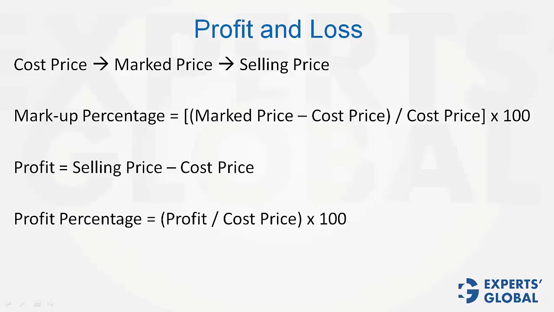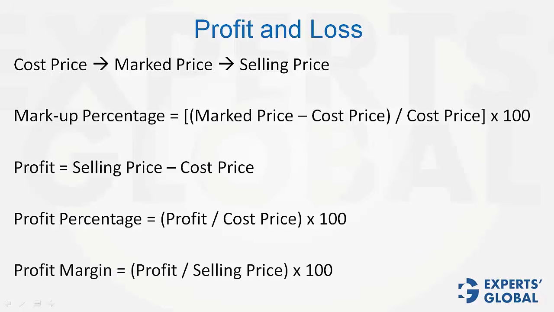Remember, profit percentage is on the base of the cost price. It is not on the selling price. It is profit margin, which is on the selling price. So, if there is a product with cost price of $100 and the selling price is, let's say, $200, then profit percentage here would be 100% because it's $100 profit on a $100 investment. Profit margin, however, will be only 50% because out of the total selling price, only $100 is the profit. Please have this distinction very, very clear.